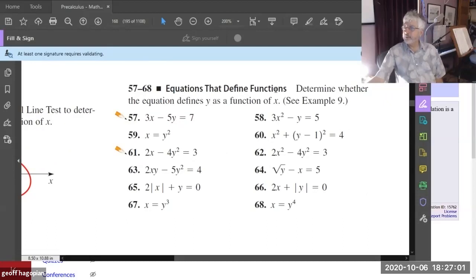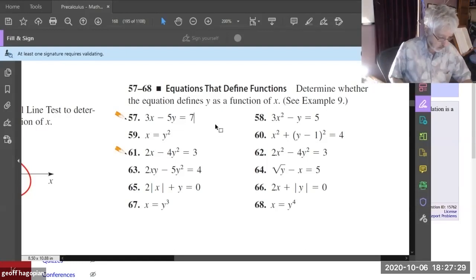And equations that define functions. Okay, so here we don't have y as a function of x. Is y a function of x? Well, we could solve for y, right? This is a linear relationship: 3x minus 5y equals 7. And if we were to solve for y, would we get a function formula? Well, let's give it a whirl. And for that purpose, we'll go to pencil and paper.